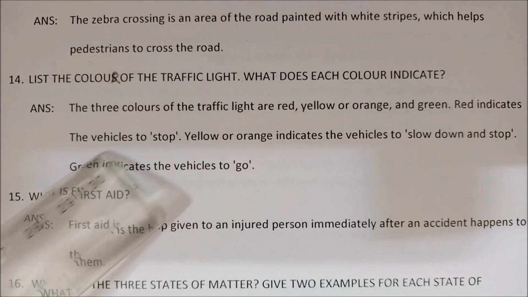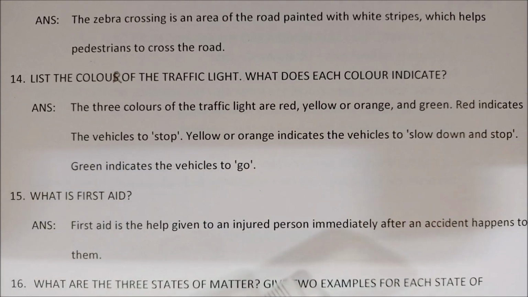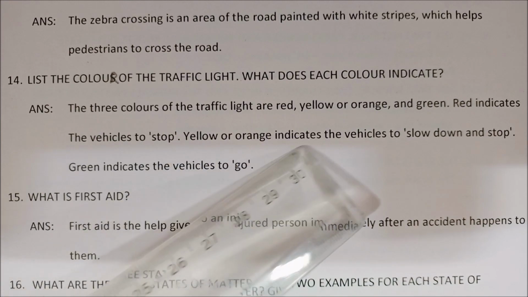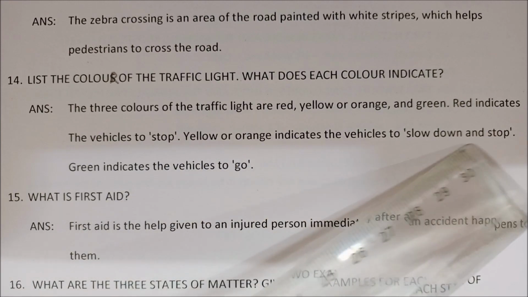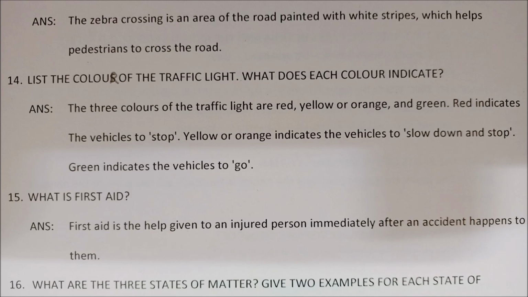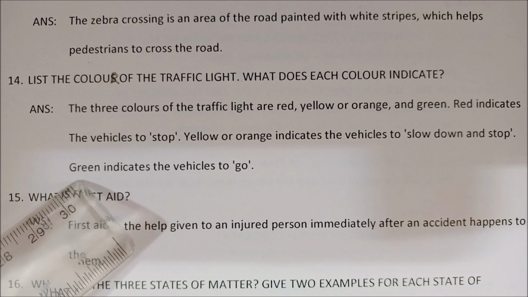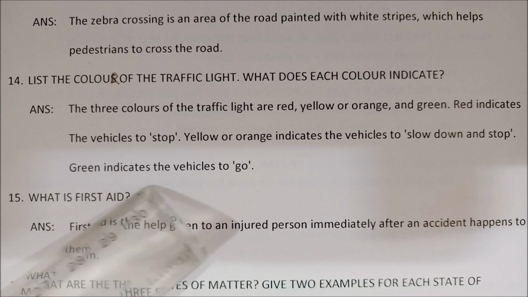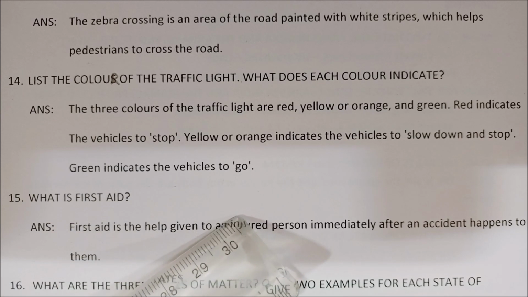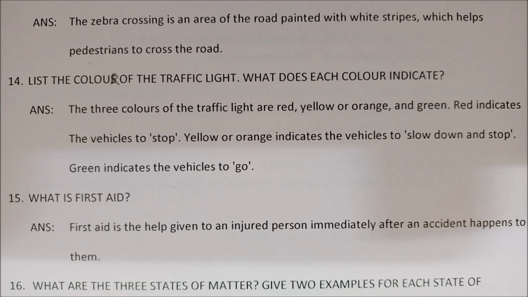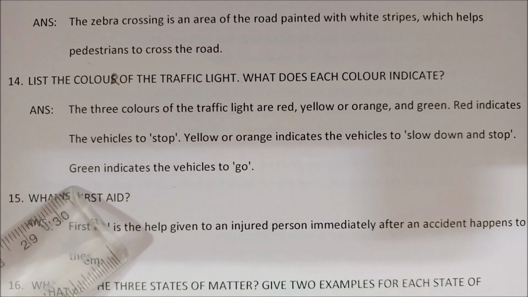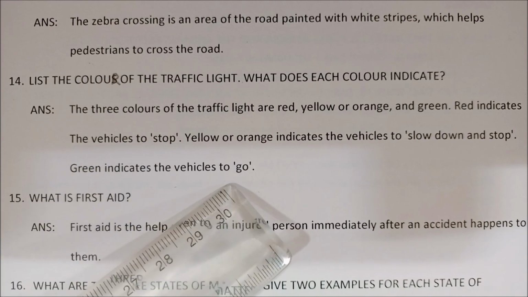Red indicates the vehicles to stop. So here red means you have to stop, it is compulsory. Yellow or orange indicates the vehicles to slow down and stop. So when it is yellow or orange, you have to slow down and stop your vehicles. And the next one is green. Green indicates the vehicles to go. That means you can start and you can move from the place where you are standing.